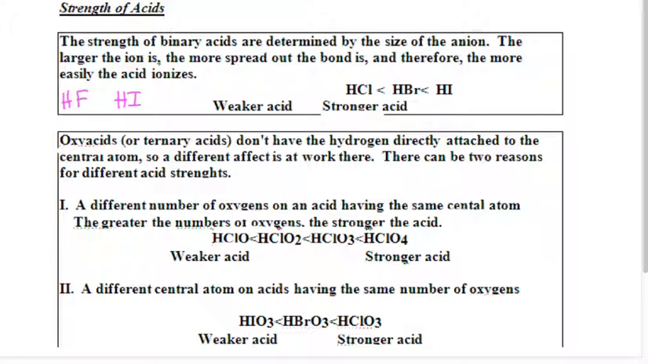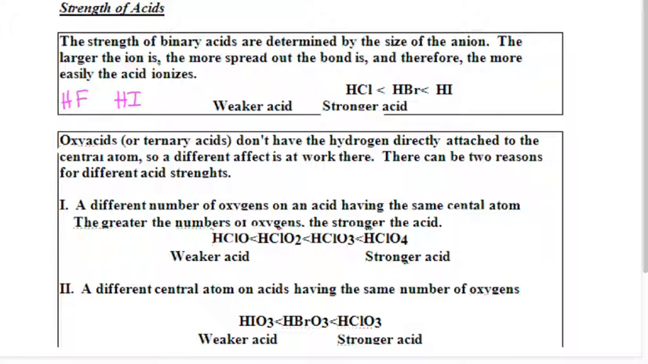Something like I is like, I don't care, take it. Less electronegative, huge, nucleus is far away from the valence electrons. It more readily dissociates, making HI stronger, okay? So when you're looking at binary acids, that's what's going on in those cases.